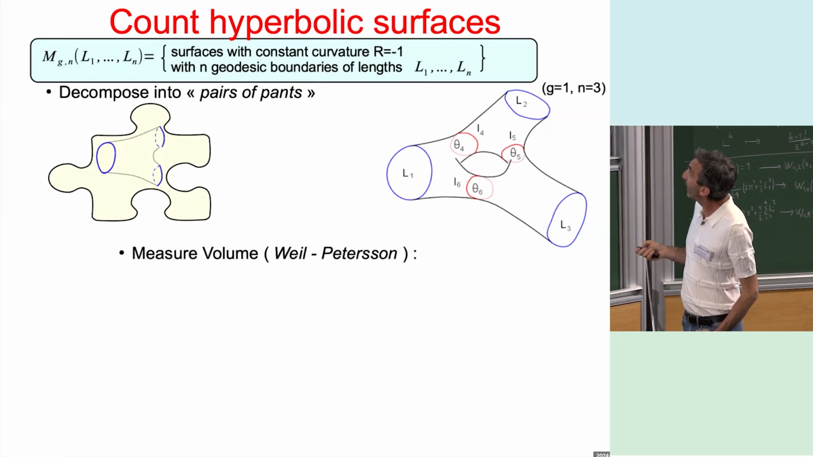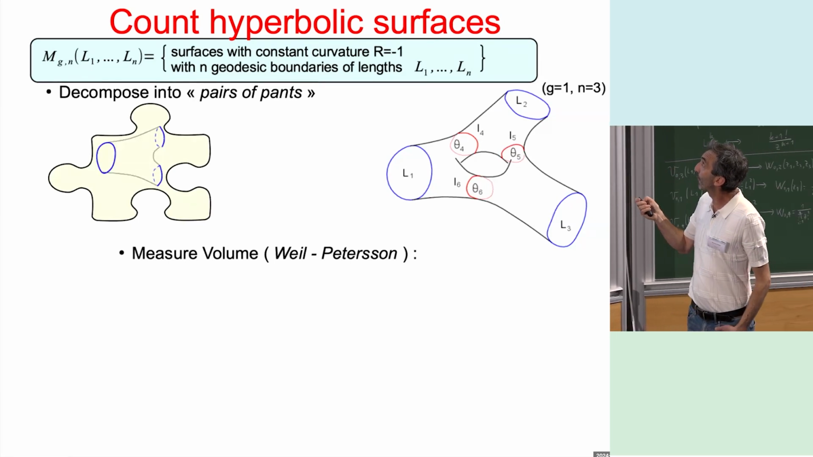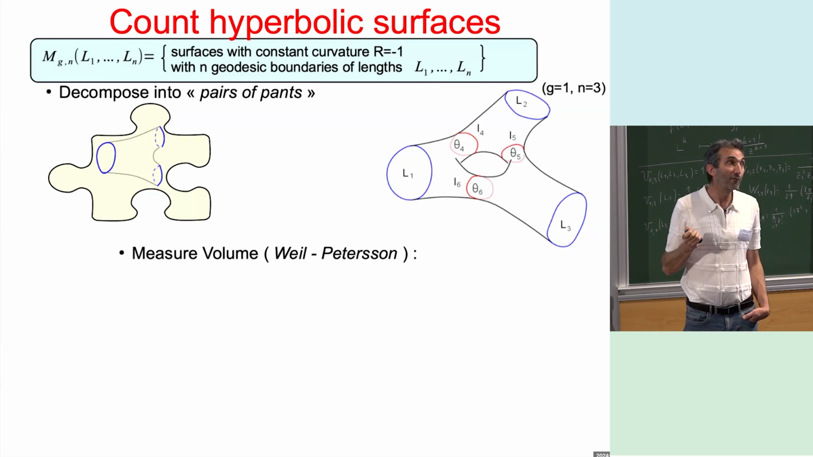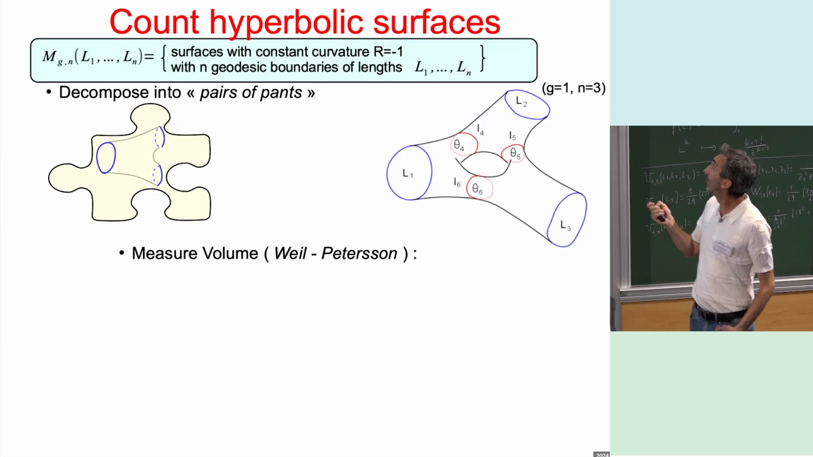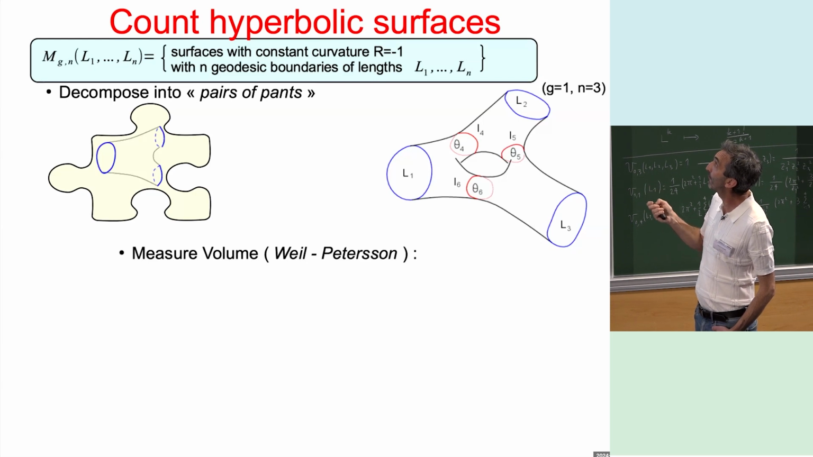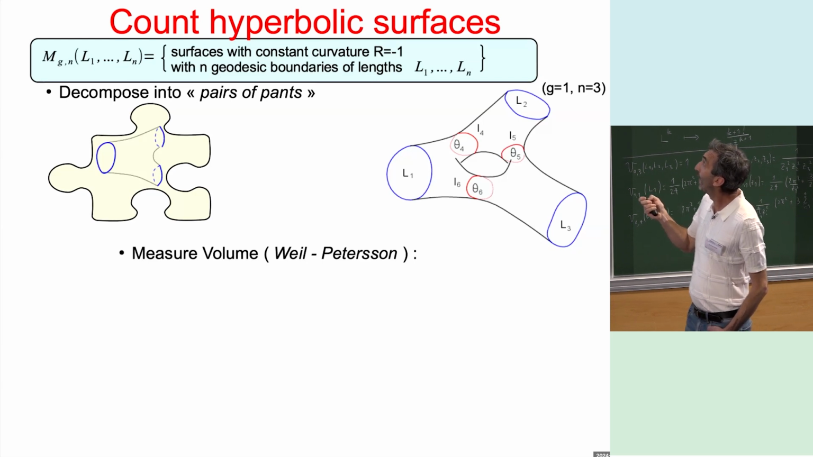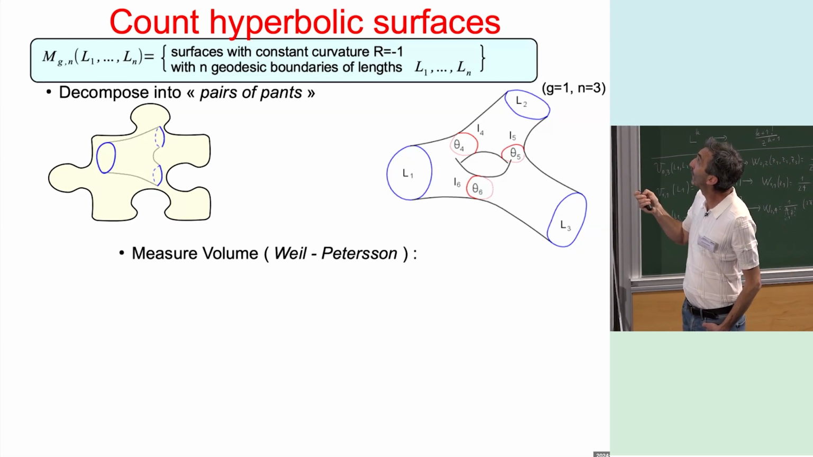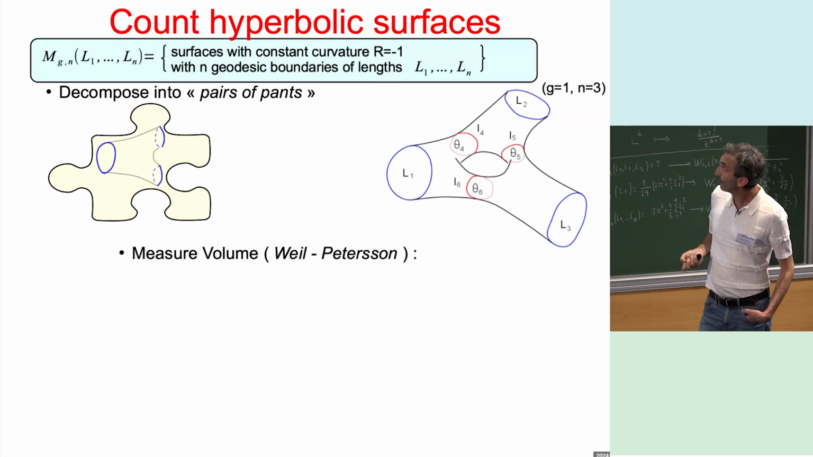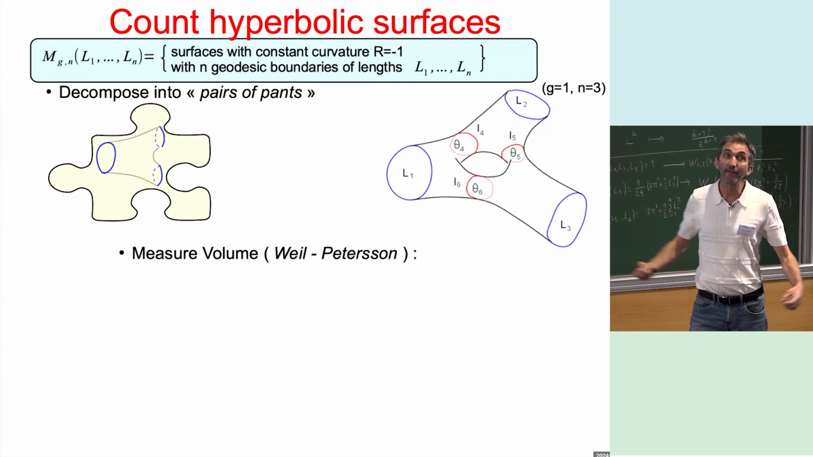The way to do that is that every hyperbolic surface can be decomposed into elementary pieces that are pairs of pants with geodesic boundaries. So you choose typically 3 closed geodesics that cut your surface into pairs of pants, and you see what are the lengths of those internal geodesics. And vice versa, you can reconstruct every element of this M_{g,n} by gluing pairs of pants.